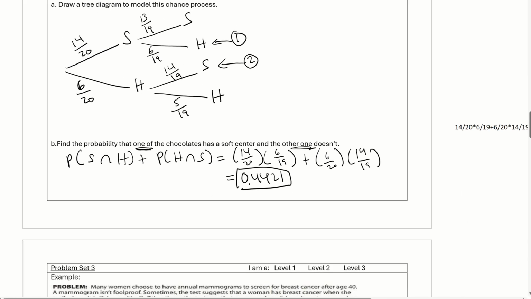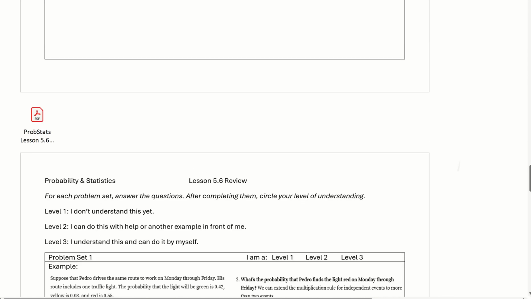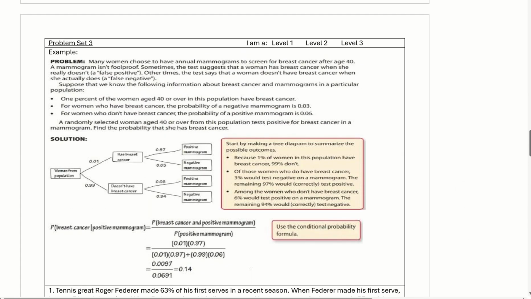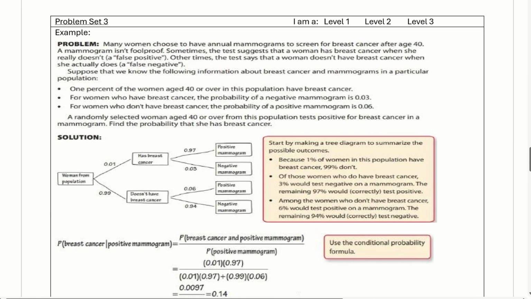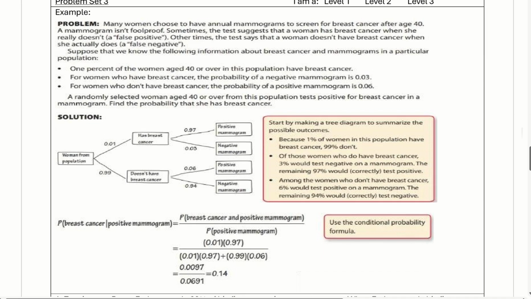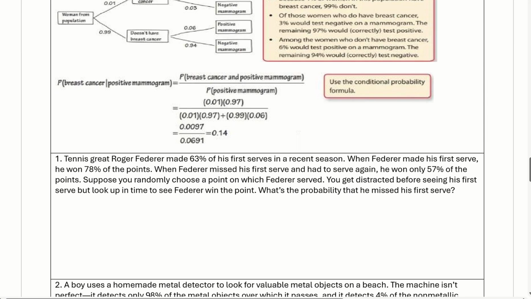All right. So also got problem set number 3, and that should be the last problem set in that exercise. All right. So here we're setting up a tree diagram, but this time we're doing conditional probabilities. Okay, so that's what we're trying to set up.